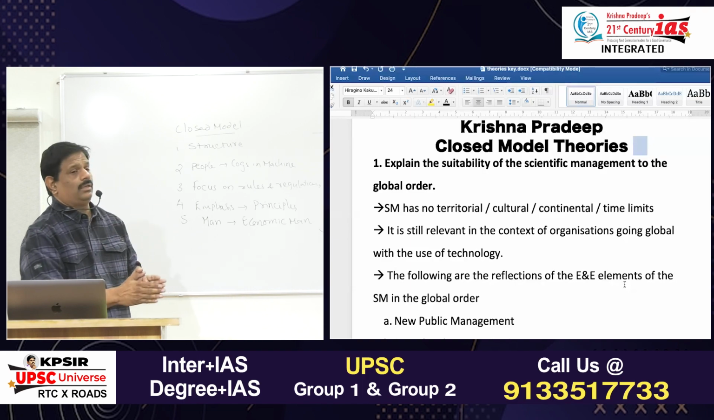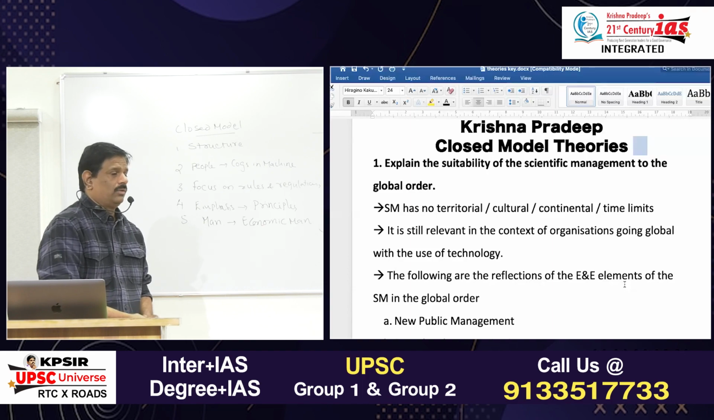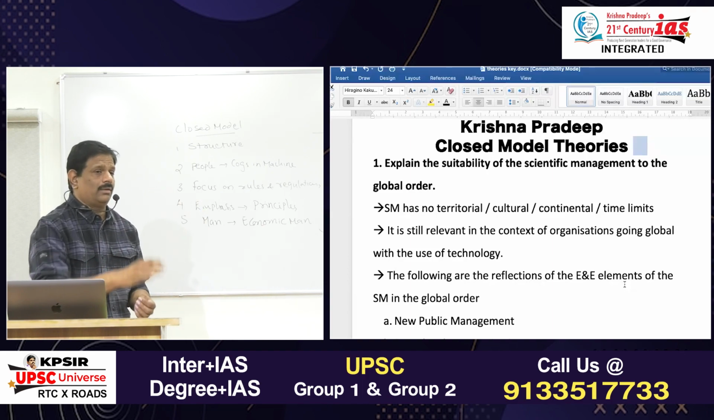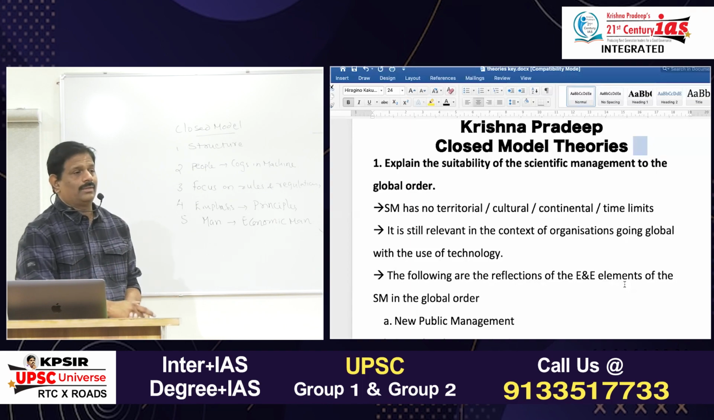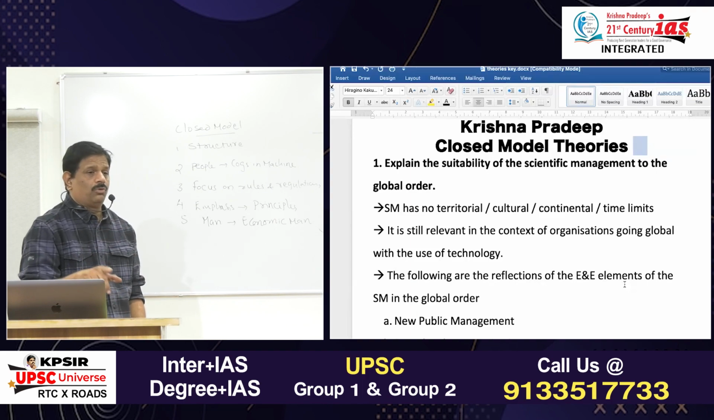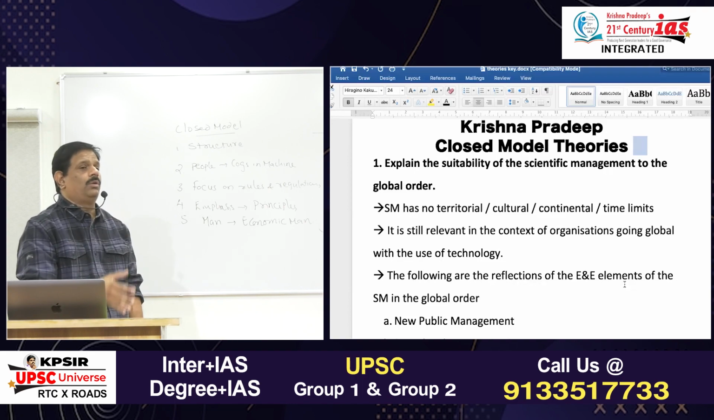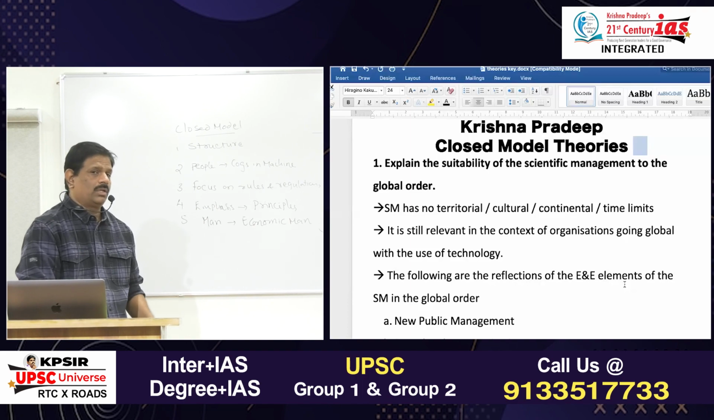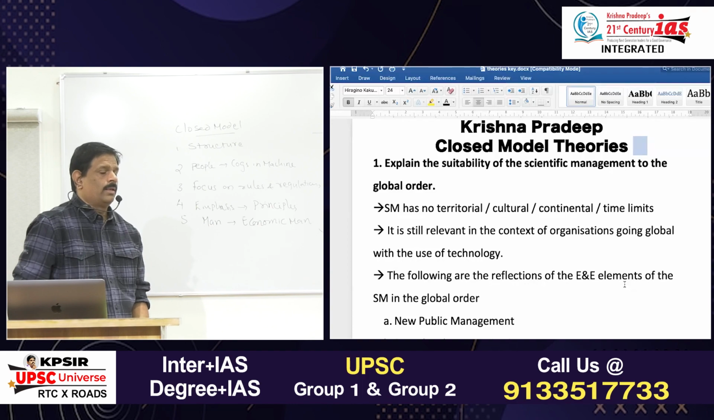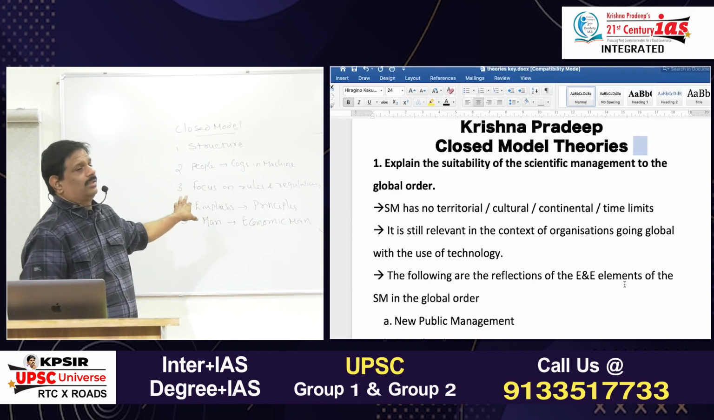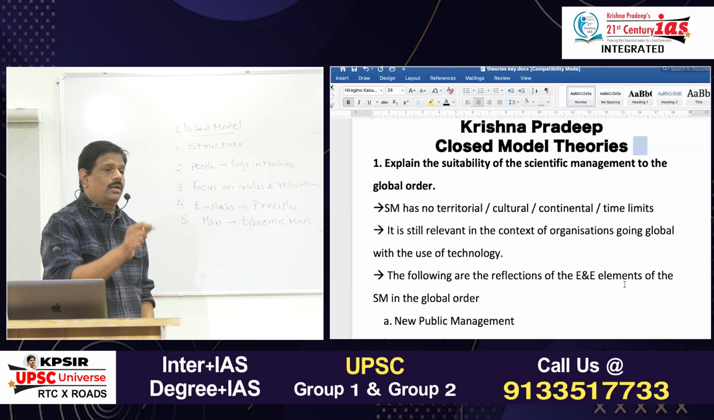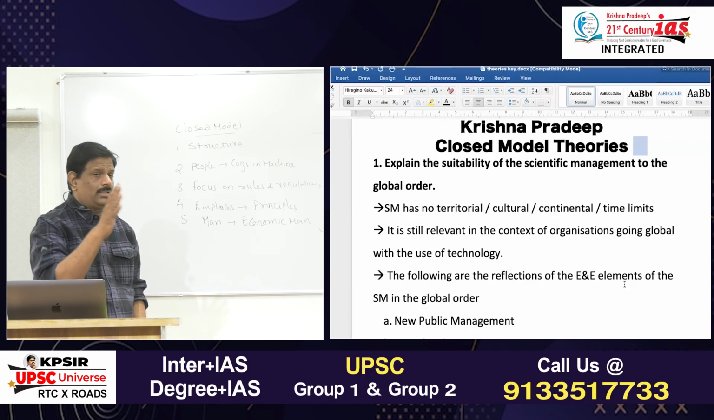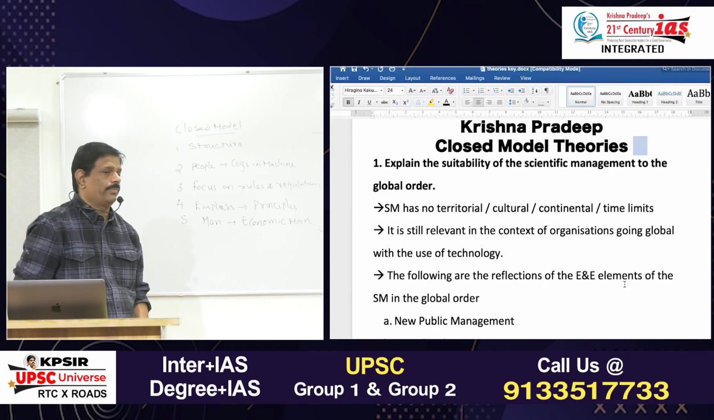How are these new technologies influencing scientific management? The impact of artificial intelligence on scientific management is now being treated as Taylorism 4.0. Taylorism 4.0 means the fourth industrial revolution's impact on scientific management, because the ideas that were there in scientific management are further continued. As I told you in the beginning, though these characteristics of the closed model theories are negatively construed, there is nothing wrong with them. Therefore, scientific management continued to exist even after a century.